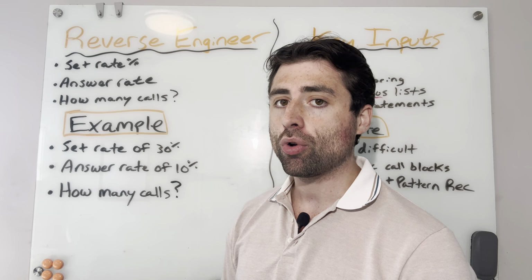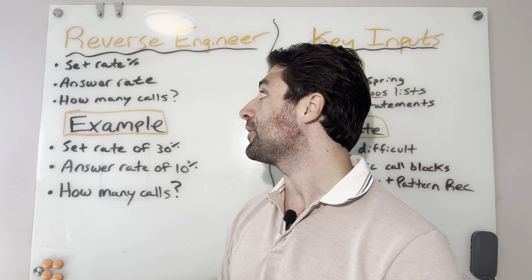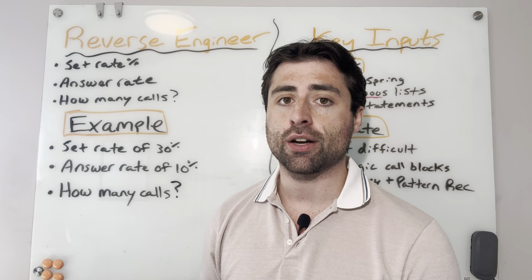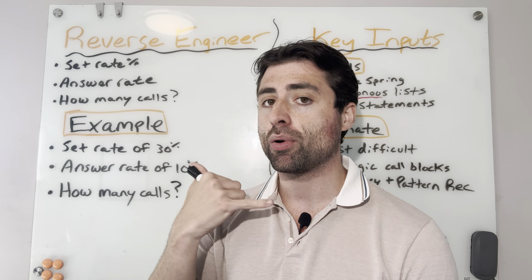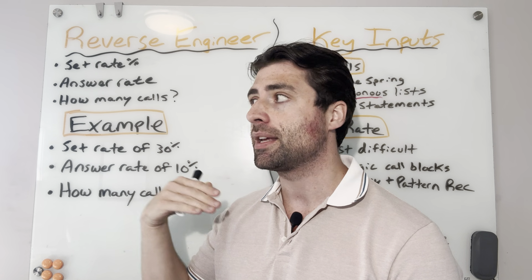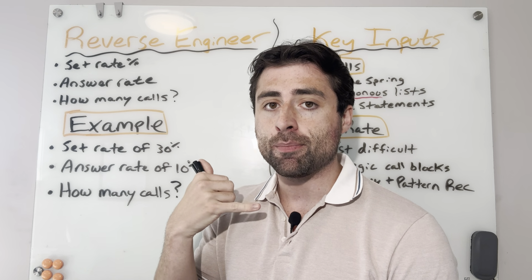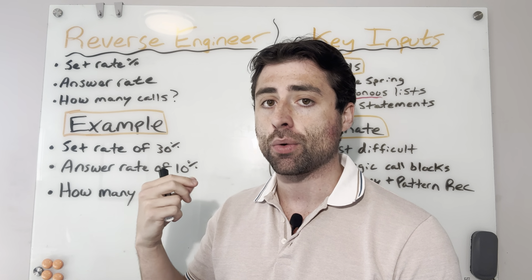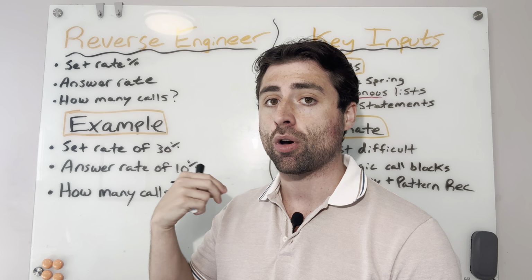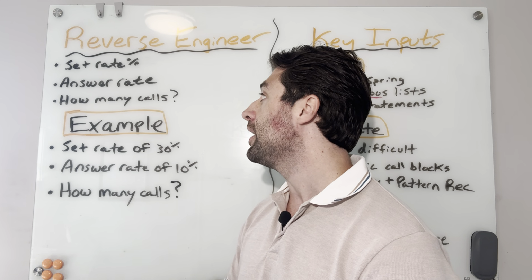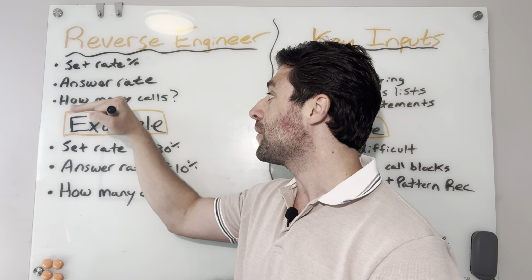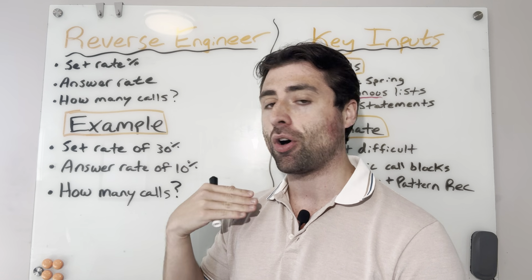So when it comes to cold calling, what are the key inputs? Well, one obvious one is your set rate. When you get people live, what percentage of them do you convert to a meeting booked on the calendar? The next one, answer rate. You can't really book a meeting if someone doesn't answer the phone. So what percentage of people, when you call them, actually answer the phone? And then people can't answer if you don't actually make calls. So how many calls are you making?